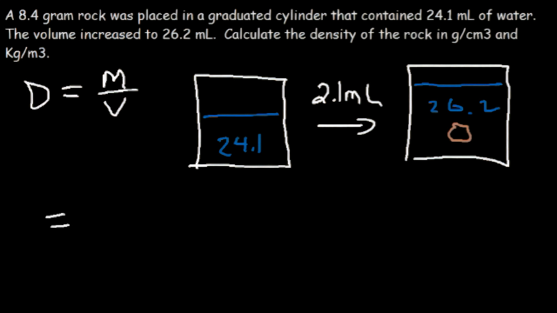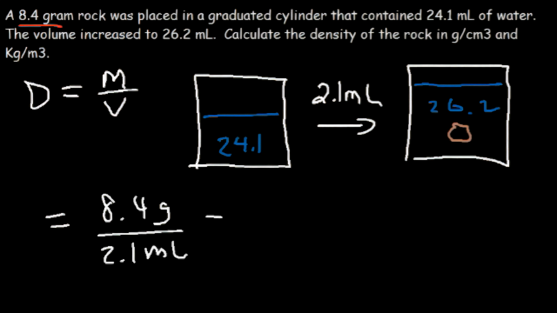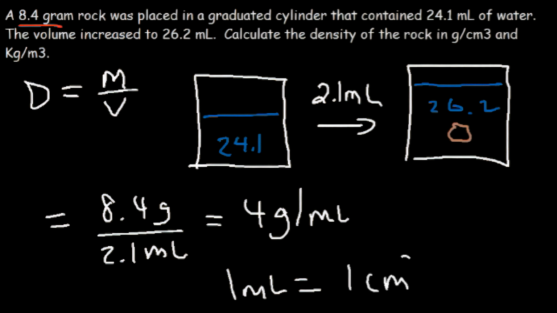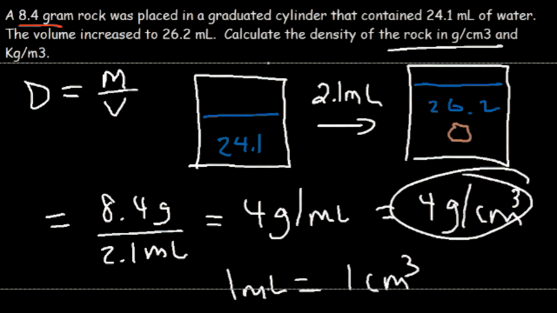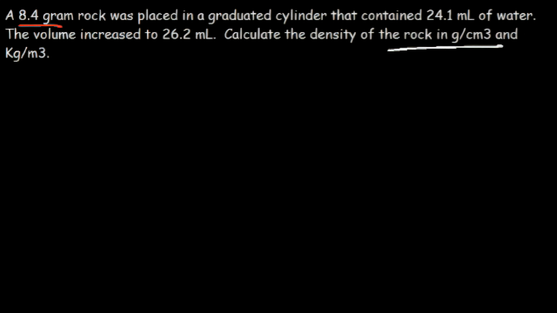And we know the mass of the rock. It's given to us. It's 8.4. And so 8.4 grams divided by 2.1 gives us a density of 4. It's 4 grams per milliliter. Now keep in mind, 1 milliliter is the same as 1 cubic centimeter. So we already have the density in grams per cubic centimeter, which is the answer to the first part of the question. Now we have to find the density in kilograms per cubic meter.